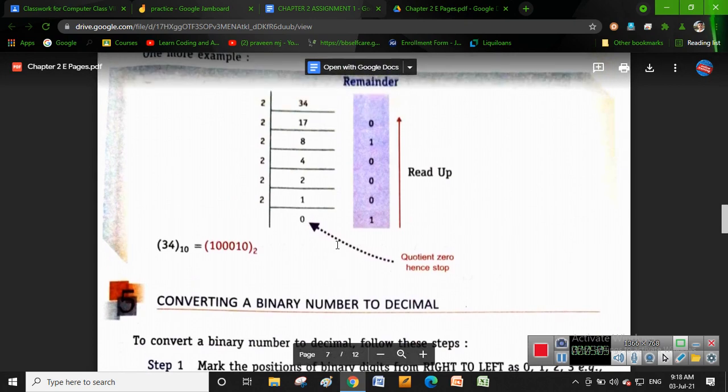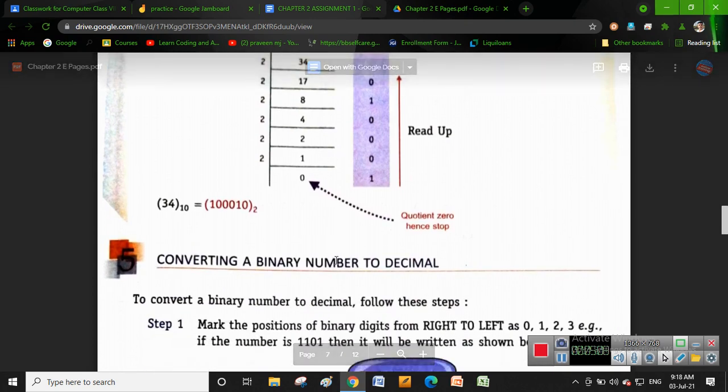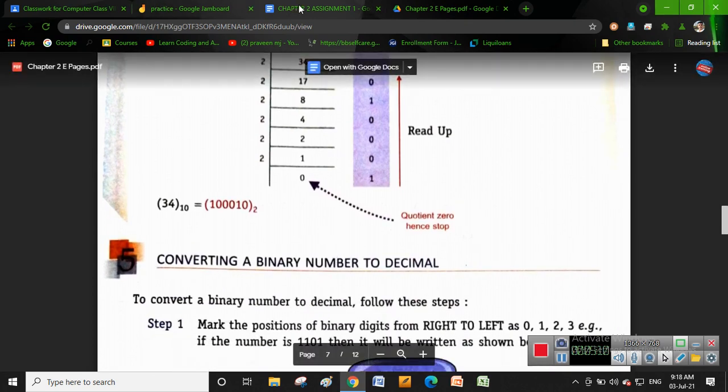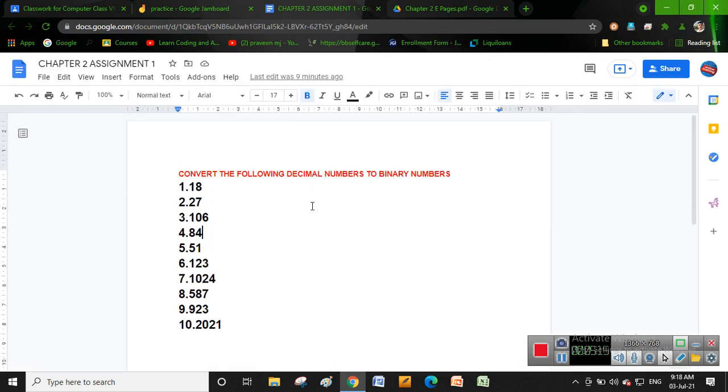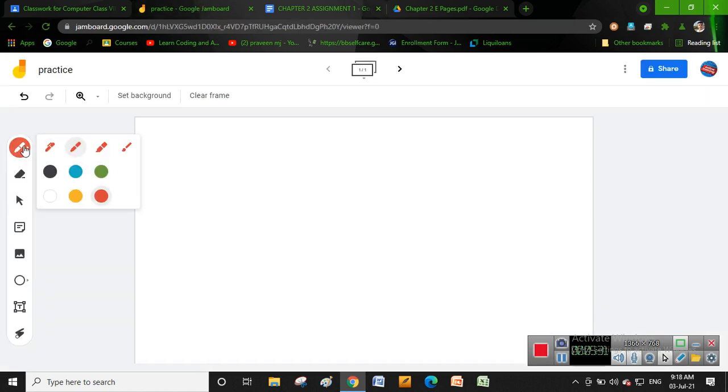Today in this class we are going to see about converting a binary number to a decimal number. So I gave the assignment, only a few of you have done it. If you have any doubt, I gave a total of 10 numbers. Some of you took it as 1.18. I think they got confused. So again, for example, I'll take the number 106 and I'll explain how to do it. How to convert decimal to binary. Okay, 106.